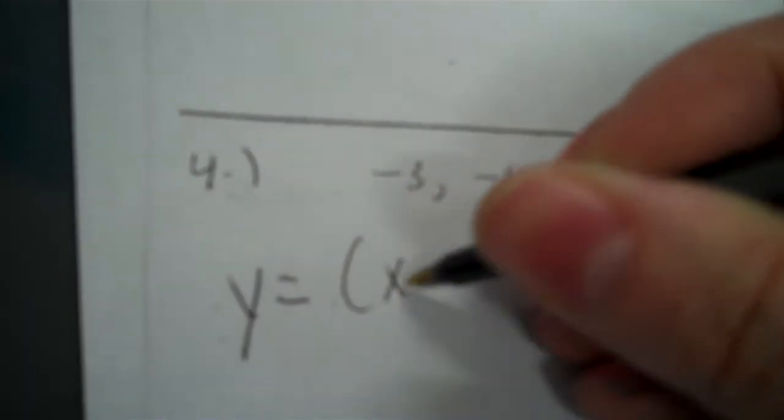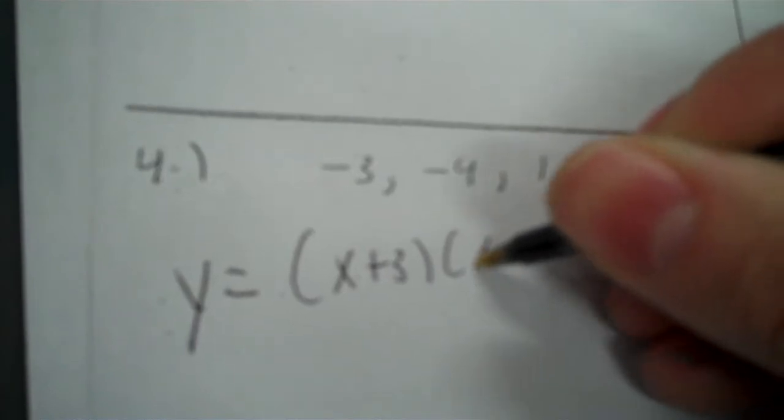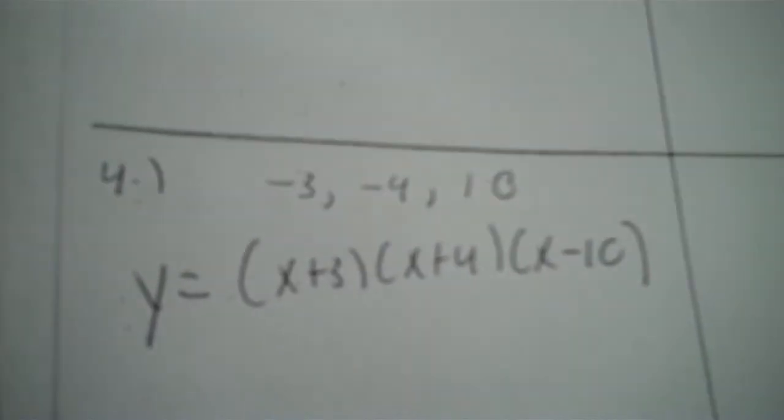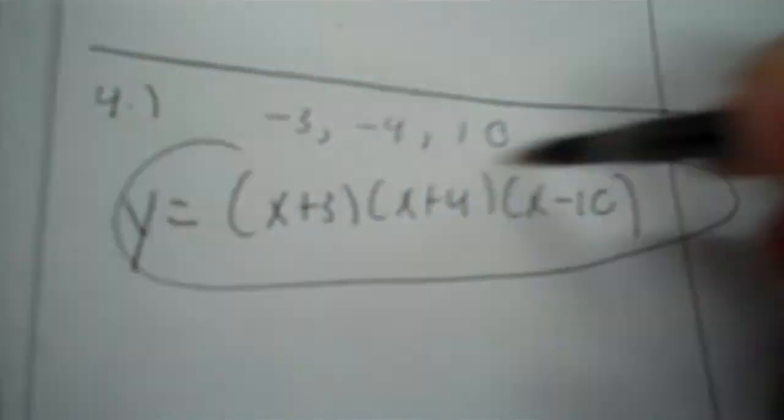Next page. Write a polynomial function given the roots. Only real rational values can appear in the final equation. So y equals, there's the function. None of these have an opposite partner because there's no i's, there's no radicals. So it's just x plus 3, x plus 4, and x minus 10. There it is.